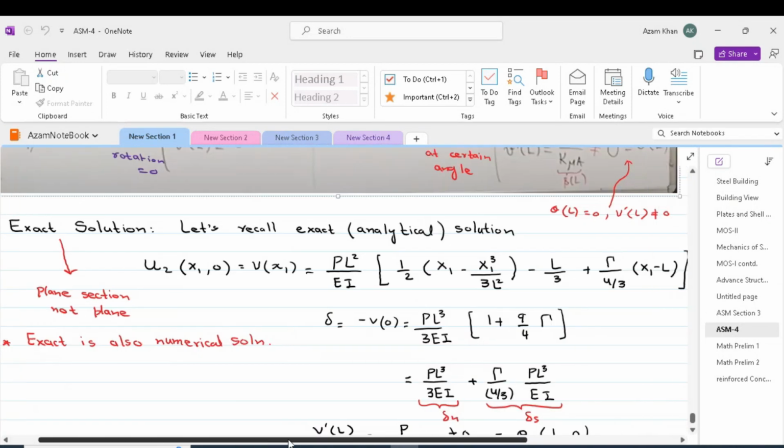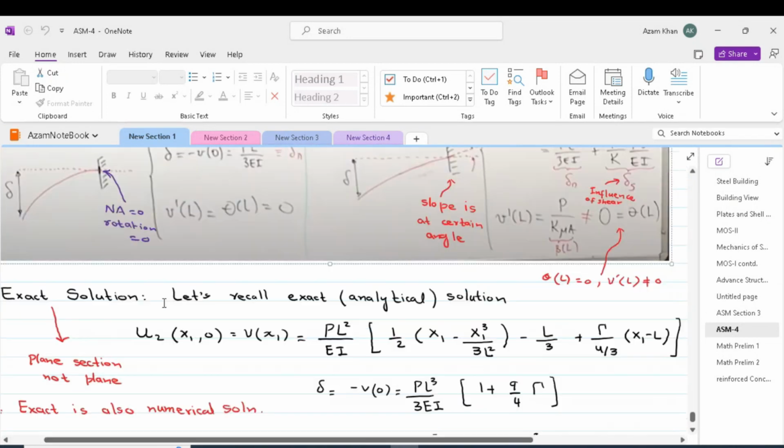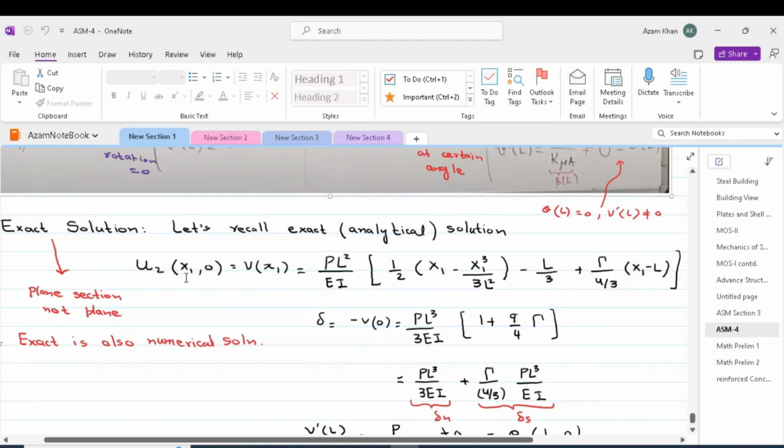So if we rewrite our U2 equation of our exact solution, or the analytical solution using theory of elasticity, we will get V(x1) equal to PL² over EI [ (1/2)(x1 − x1³/(3L²)) − L/3 + γ(4/3)(x1 − L) ]. At x1 equal to 0, which means the free end, we will get PL³ over 3EI [1 + (9/4)γ].